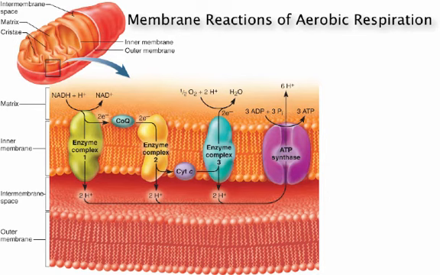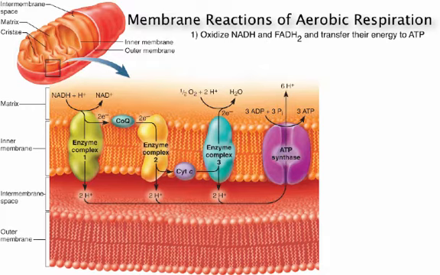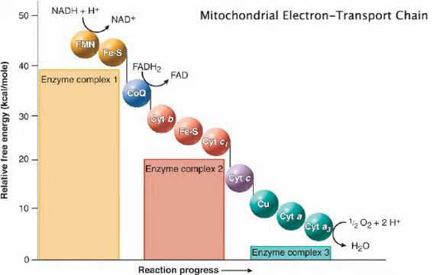The membrane reactions have two purposes. One is to further oxidize NADH and FADH2 and transfer their energy to ATP, and two is to regenerate NAD+ and FAD to make them available again. The membrane reactions are carried out by a series of compounds called the mitochondrial electron transport chain.